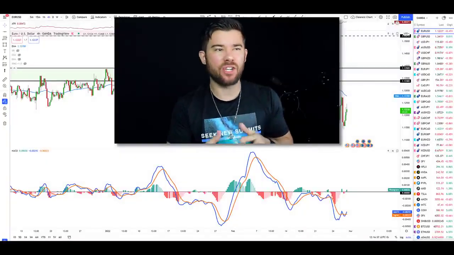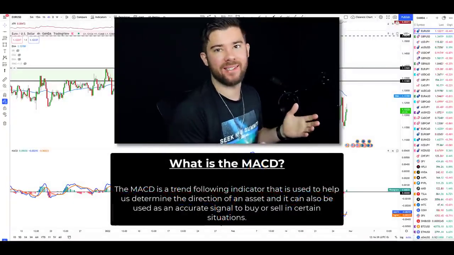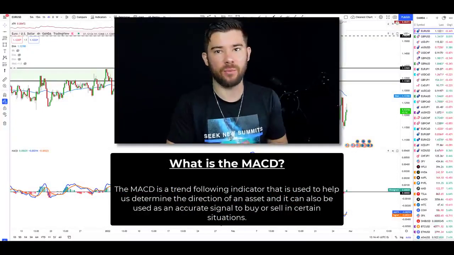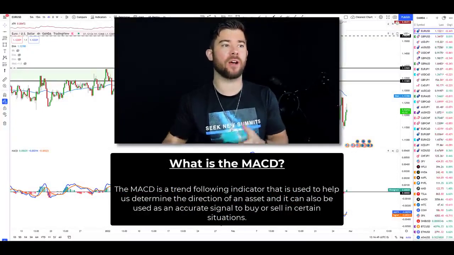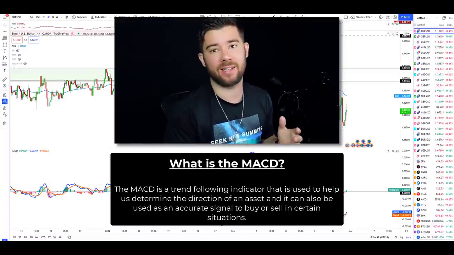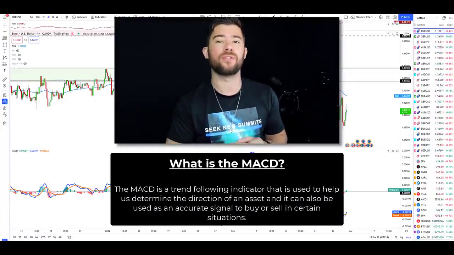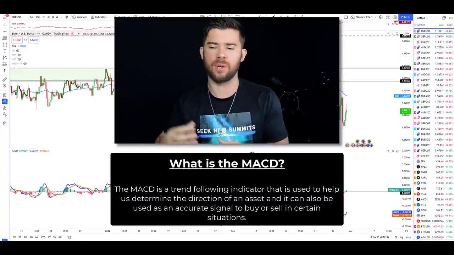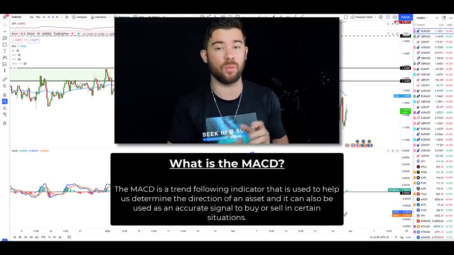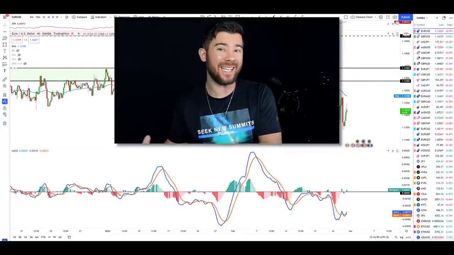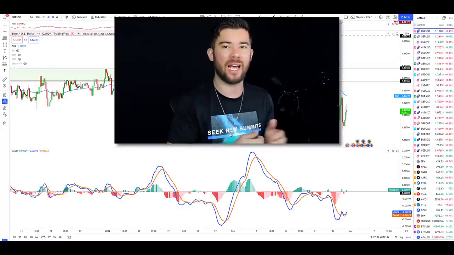Welcome back, and let's go ahead and get started with what is the MACD. The MACD is known as a trend following indicator. It can help us determine the underlying trend of any asset that we're looking at. On top of that, it can also be used as a signal to buy or sell. Now, we're going to talk about how to do those things with the MACD a little later in the video, but for now, since you know what it is and what it's used for, let's dive into how it actually works.